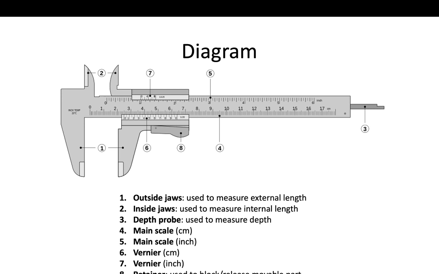As we see, the first part is the outside jaws. If we want to measure any external length, like if we have a screw and we want to measure its length, in daily life we can also measure with a ruler or inch tape, but a Vernier caliper will give you an exact reading for that. We will put that screw between these two jaws, and it will give us a reading here, and this will be an exact reading.